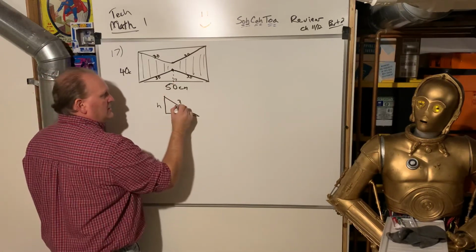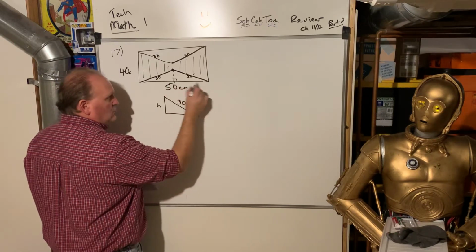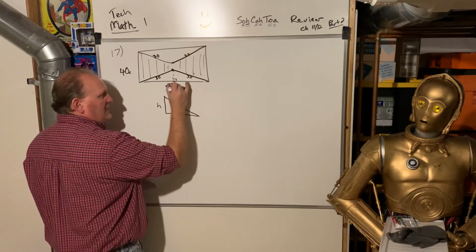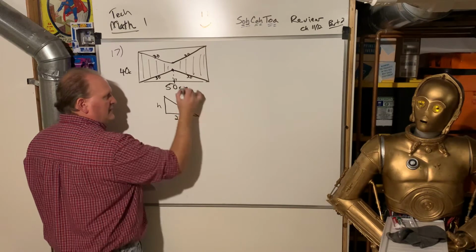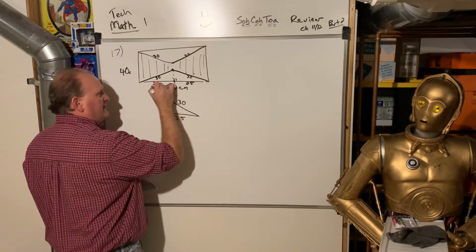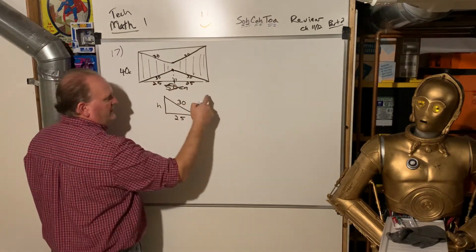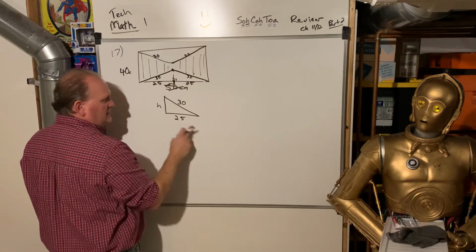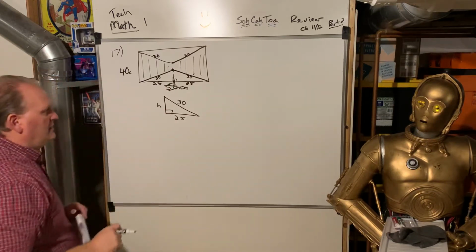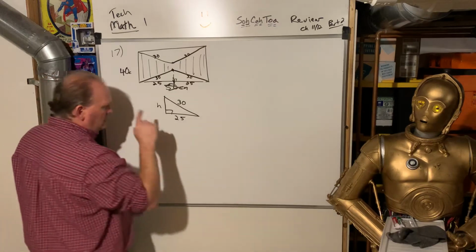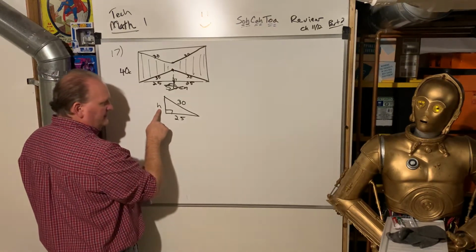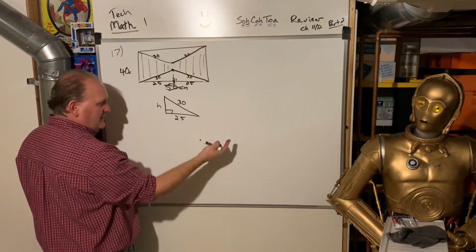And this is 30, and this is 25, because if the whole thing is 50, half is 25. So this is 25 and this is 25. That whole thing is 50, but we just split it into 2 pieces. All right, so now we use the old noodle. We want to find this, given this and this. That's going to be the Pythagorean Theorem.